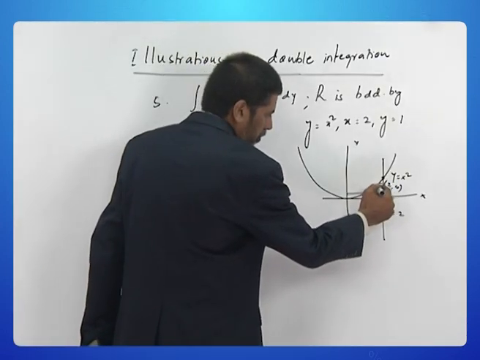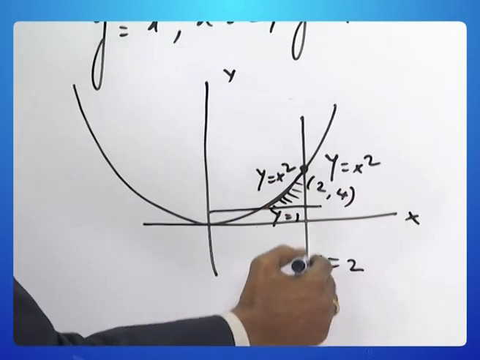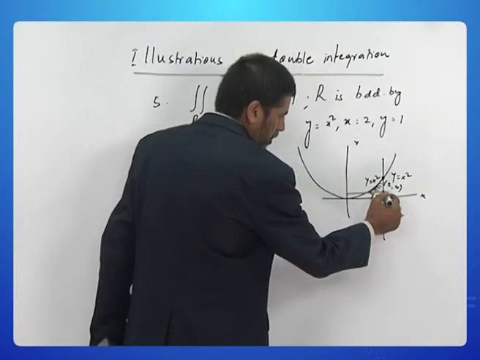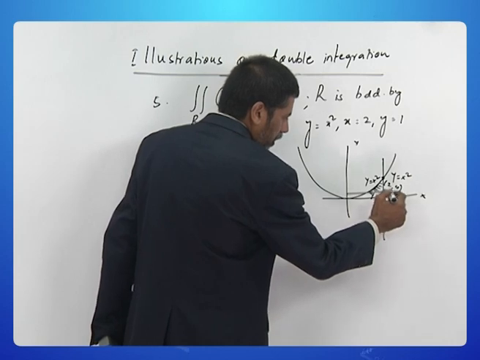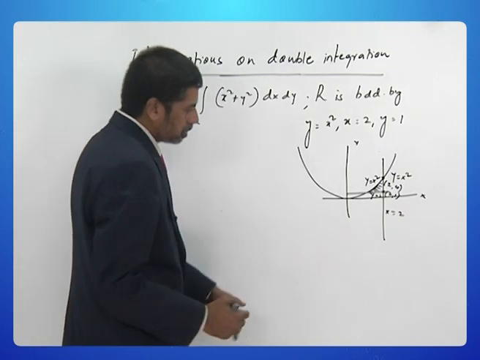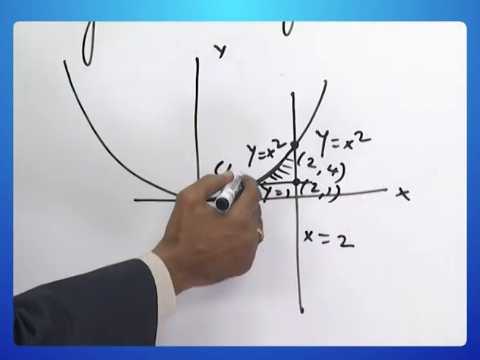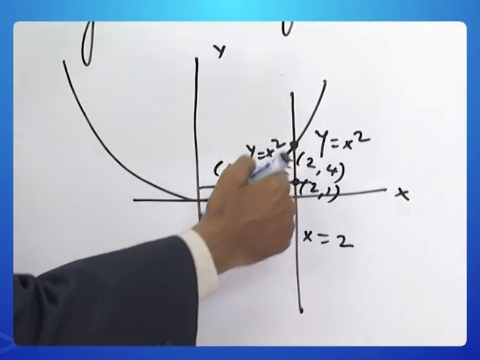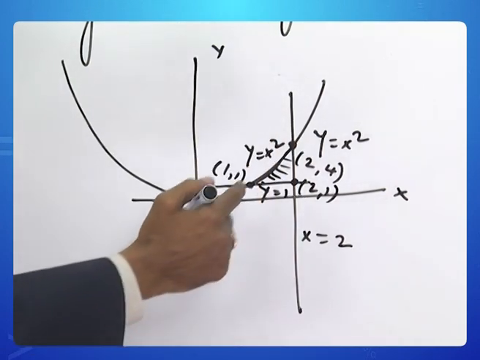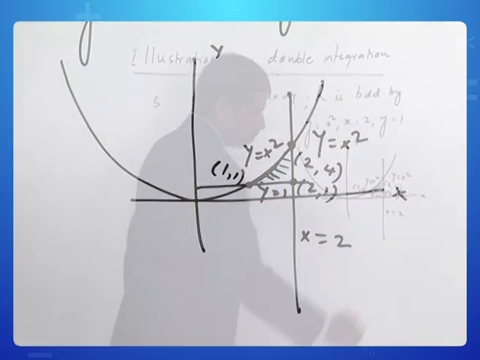So this is the curve y is equal to x squared. This is the line x is equal to 2. This is the line y is equal to 1. So this intersection point will be x is equal to 2 comma y is equal to 1. This intersection point is when y is equal to 1, x is equal to 1. So the corner points of this region are 1 comma 1, 2 comma 1, 2 comma 4, and this is not a triangle because this curve is parabolic.